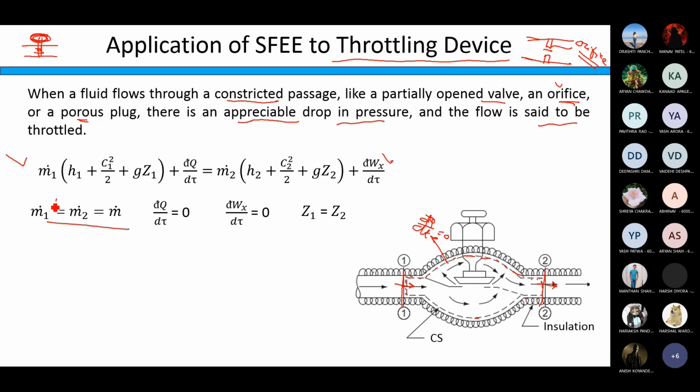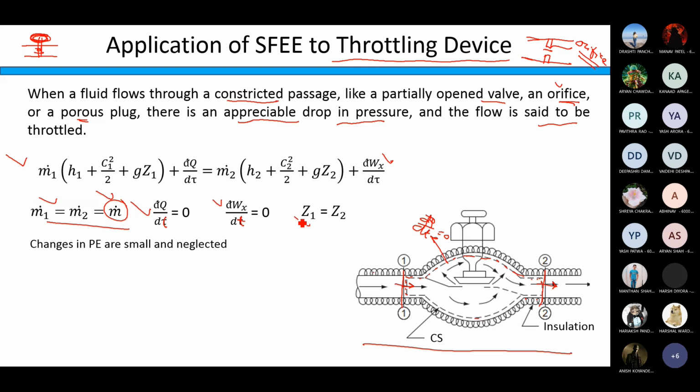So the mass flow rate, you will keep it as it is, the reason being it only has one inlet, one outlet. So mass flow rate is m dot. Just now I talked about the insulation, so this term is 0. It is not a work consuming or work producing device, so this term is also 0. And if you take the data, Z1 is equal to Z2.